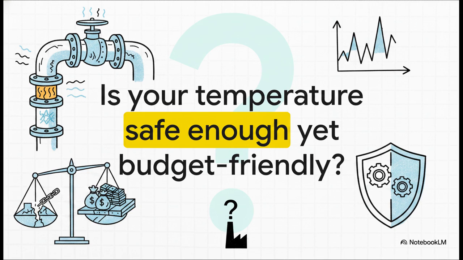Ultimately, selecting the design temperature is the ultimate engineering balancing act. Make it too low, and you risk a catastrophic facility failure and massive legal liability. Make it too high, and you bankrupt the project by paying for overly thick steel that you didn't actually need in the first place. It leaves us with a fascinating challenge. In a world full of volatile variables, how much safety margin is truly enough to protect your facility without bankrupting it?